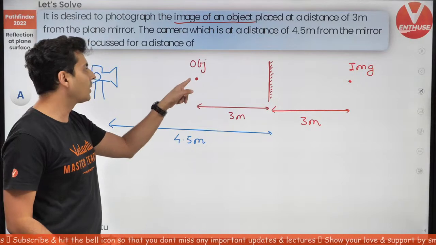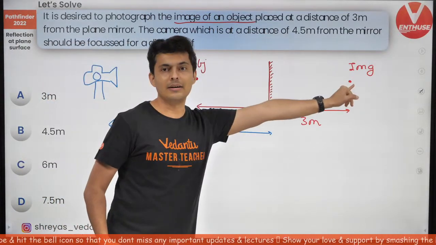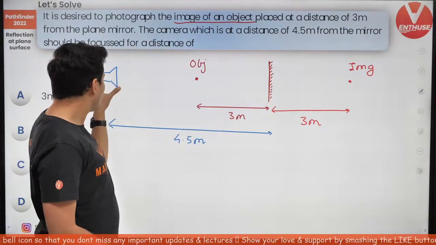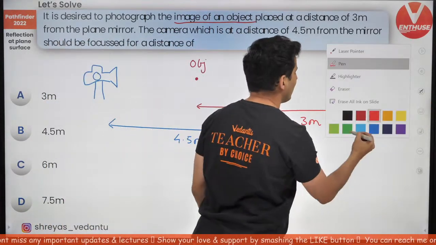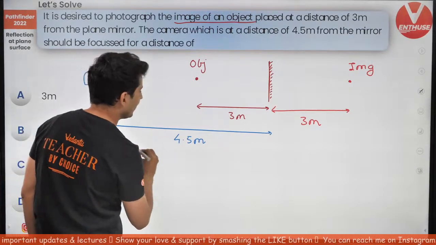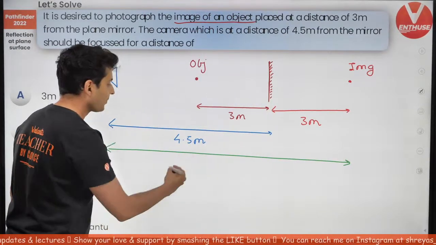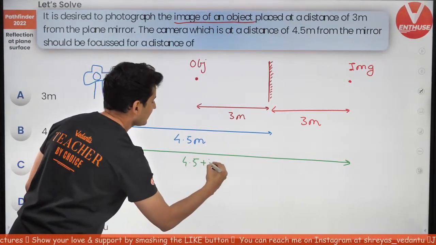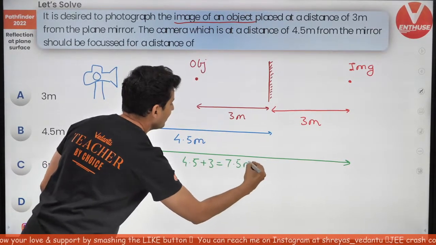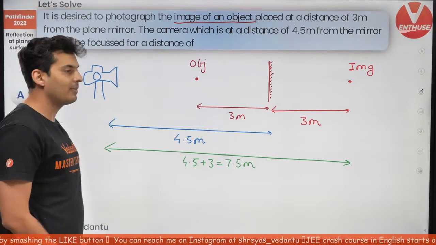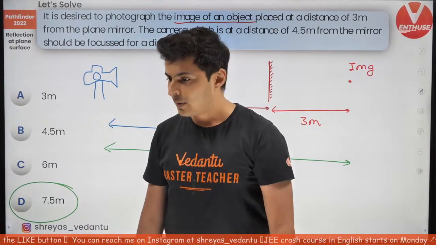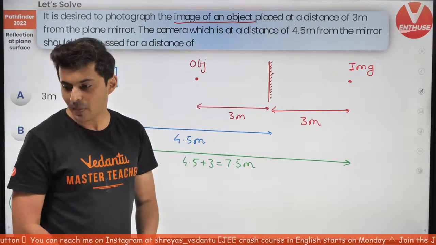Now forget you are looking at this. Think as if you through the camera are looking at this image. So where is that image, my warriors? How far is that image from the camera? Isn't it at 4.5 plus 3, which is 7.5 meters? Isn't that right? So shouldn't you focus at 7.5 meters? Got it? Very good, Utkarsh.